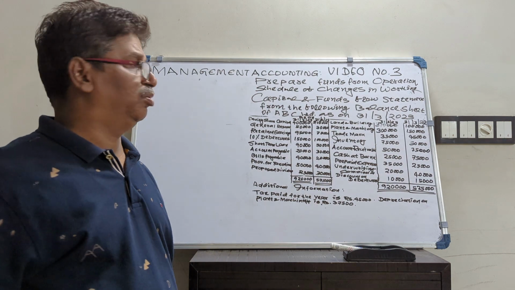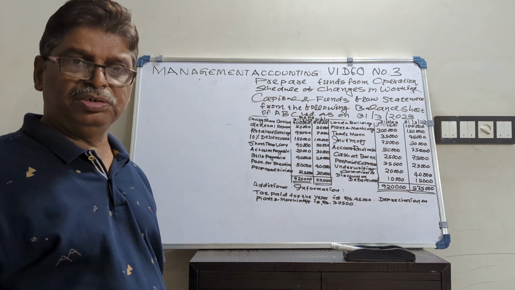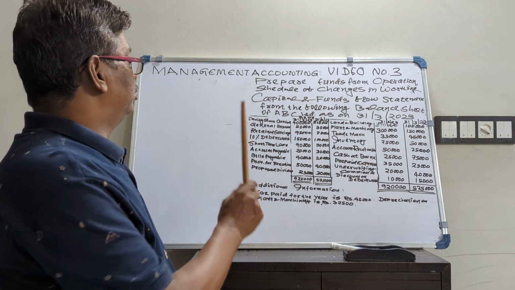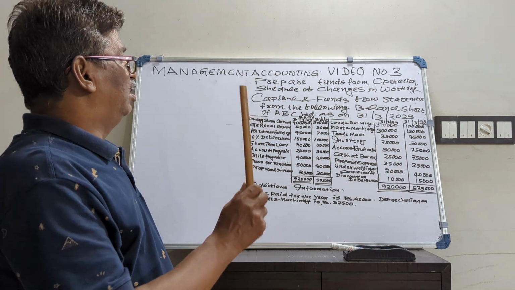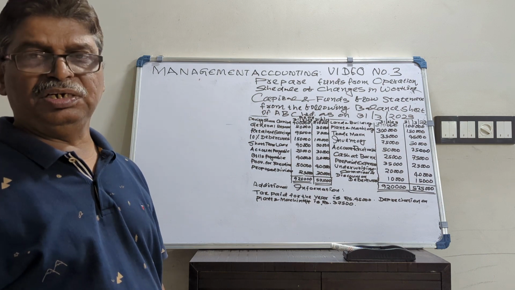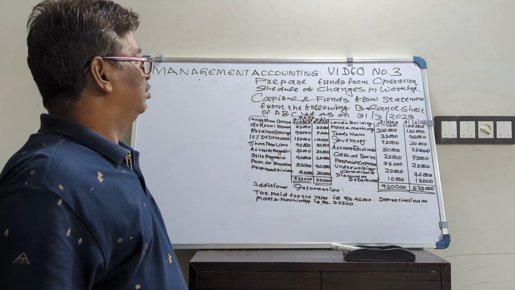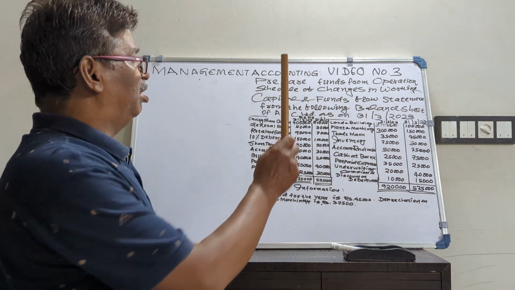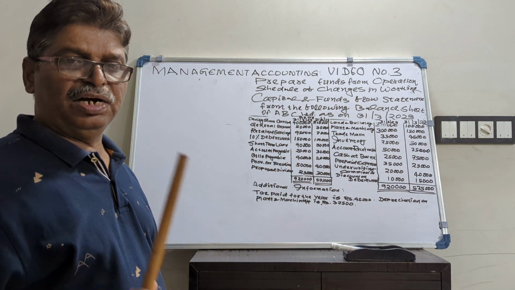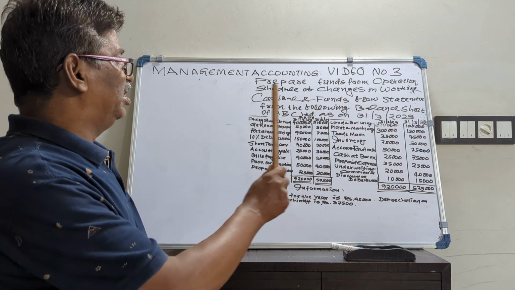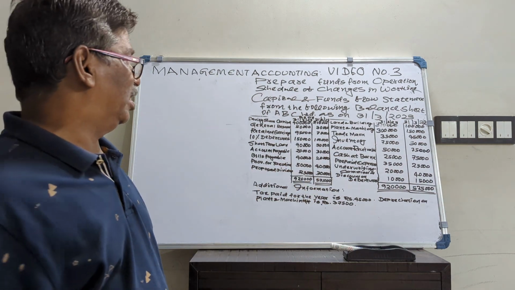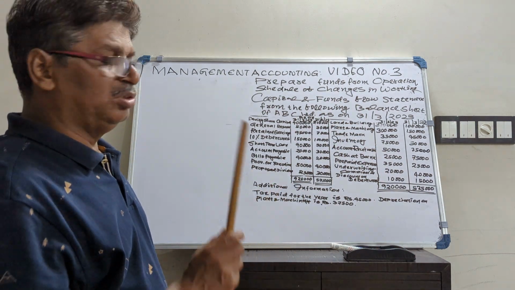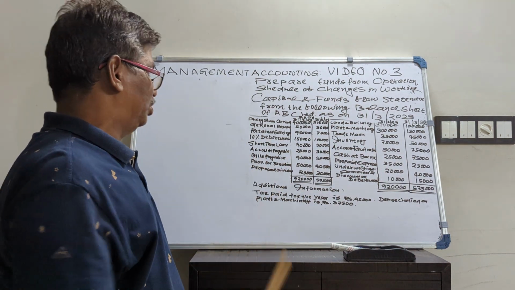In the previous videos, we have discussed fund flow statements and how to prepare the funds from operation out of the adjusted profit and loss account, then the schedule of changes in working capital out of increase or decrease in current assets and current liabilities, then the fund flow statement, that is, sources and application of funds.